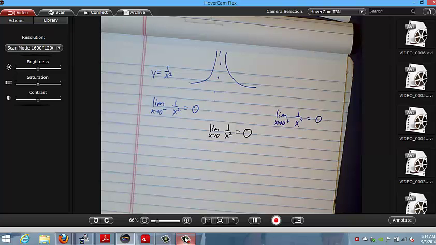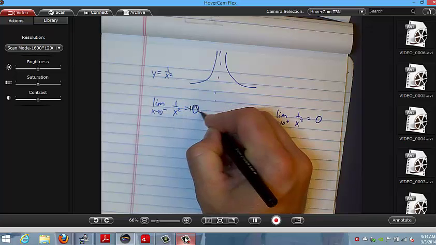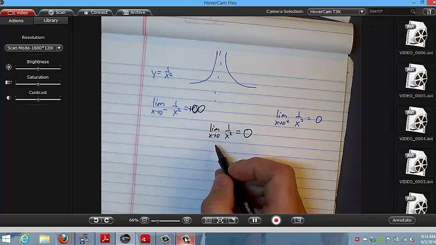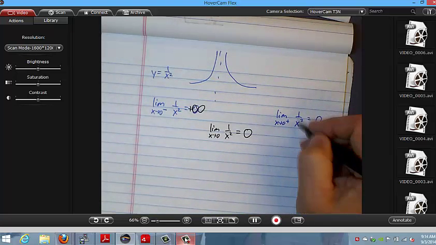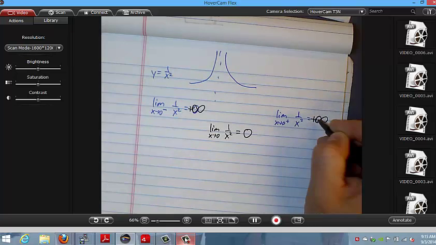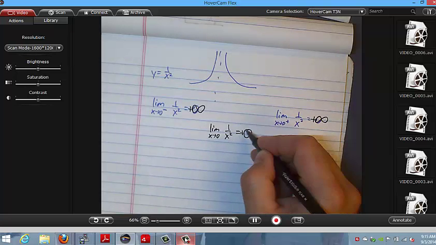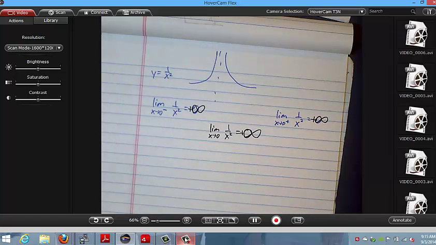As we were saying, the limit as x approaches 0 is positive infinity when you're coming from the left-hand side. And that means it grows without bound. The limit as x approaches 0 of 1 over x squared from the right-hand side is positive infinity. And that's the only time that we're going to say that the limit as x approaches 0 of 1 over x squared is also positive infinity.